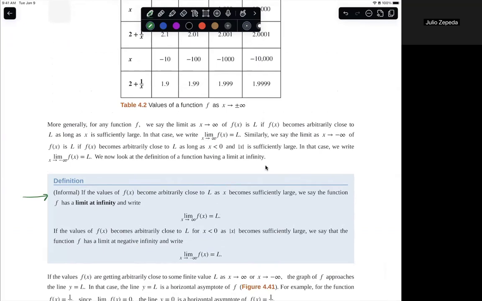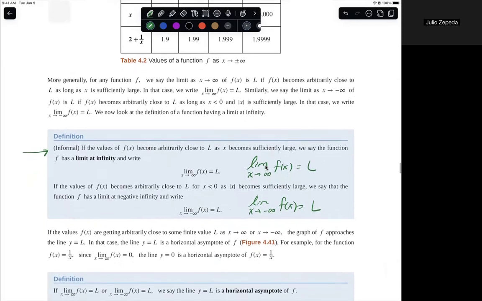It says if the values of f of x become arbitrarily close to L as x becomes sufficiently large, we say that the function f has a limit at infinity and write the limit as x approaches infinity of f of x equals L. Also, we can write this for the limit as x approaches negative infinity of f of x equals L, if it gets sufficiently close to L, whatever that means.